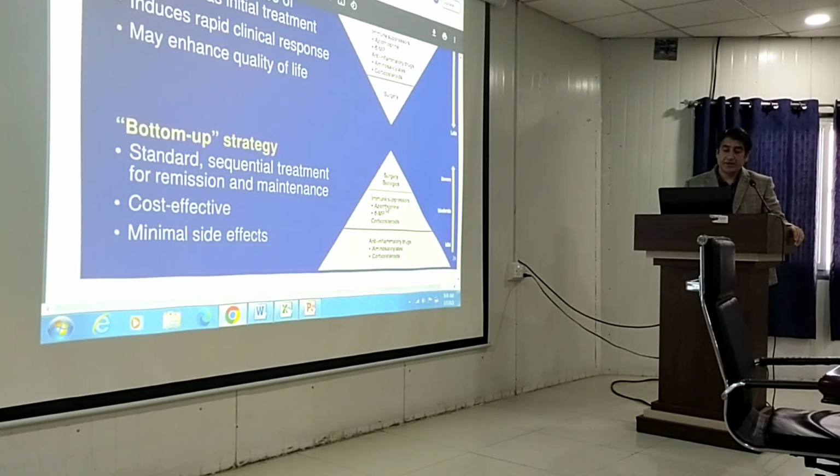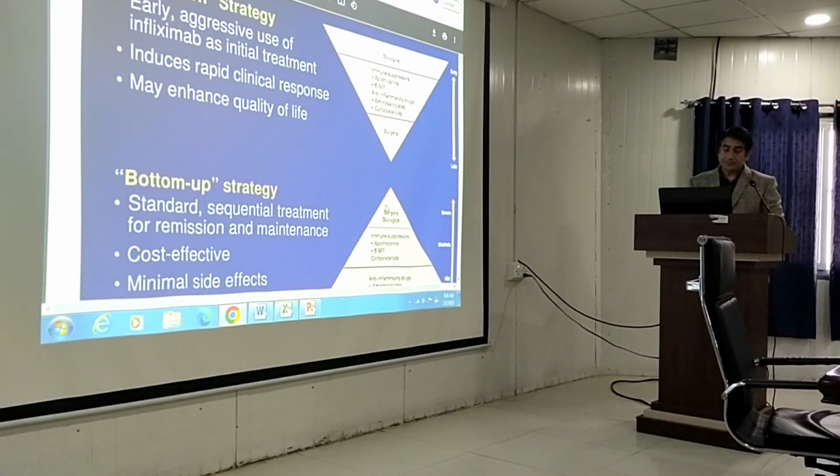Bottom-up strategy is standard, sequential treatment for remission and maintenance, cost effective, minimal side effects. So basically, these new drugs like infliximab and vedolizumab got very aggressive and very active results, but are quite expensive and most of these drugs are not available here. So that's why we didn't use them. But in the areas where the drug is available, they have got very quick results, and they are not very cumbersome for the patient to take, because they have IV dosages given in weeks, so they can easily use these therapies.